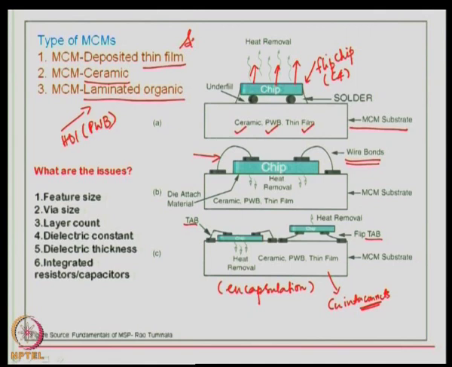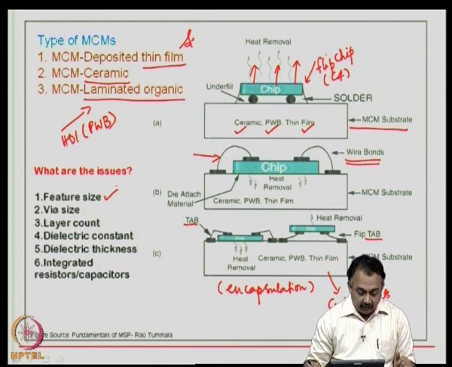The issues in terms of going for a multi-chip module choice. The first thing is feature size compared to a single chip module, because when you use a single chip module, some of the disadvantages can be taken care of when you go in for a multi-chip module. The first thing is the feature size.